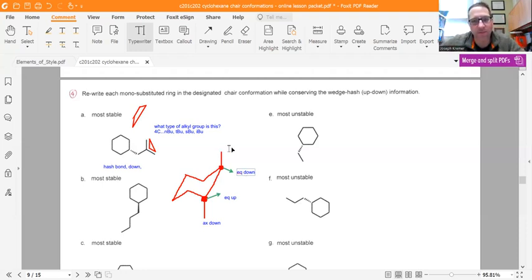This is it. This is axial up. All things being equal, it's best to place the alkyl group equatorially and in keeping with the hash down. So the answer, substituting in like with a formula in the math class. Oh, I don't like that chair. The slope was too steep.